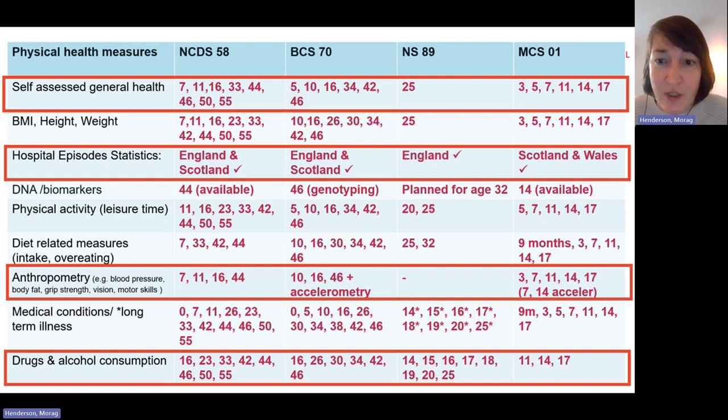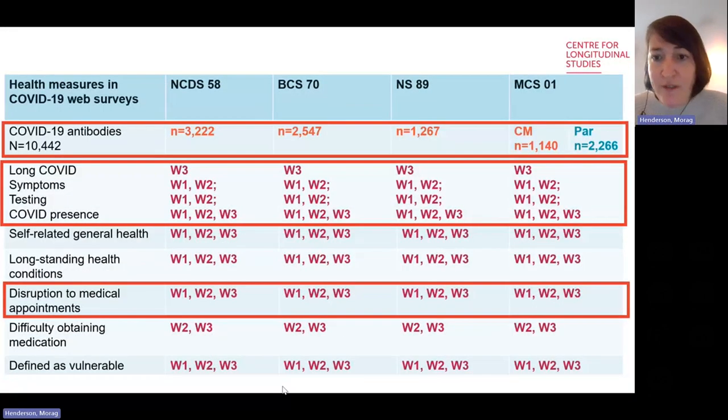In addition, we've got accelerometry data for BCS70 and the Millennium Cohort Study, and that captures time spent sitting, standing, moving or sleeping over a 7-day period. The COVID web surveys, as Vanessa mentioned, were captured at various points throughout the COVID pandemic, and we've captured these across all four of our cohorts.